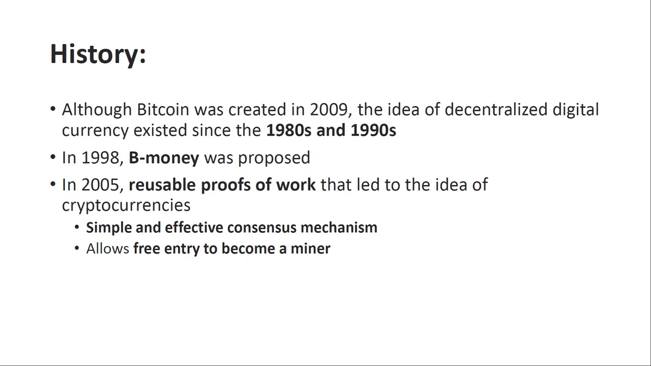So proof of work is a very amazing feature because it's a simple and effective consensus mechanism, because nodes can all agree on the state of the Bitcoin ledger, and it always allows free entry to become a miner. So it can also prevent different attacks like the Sybil attack. It does so through an economic barrier, okay, where you need computing power.